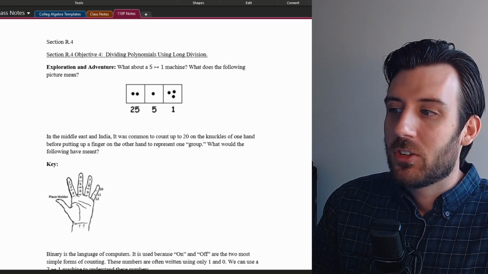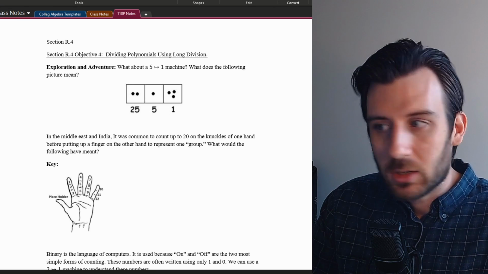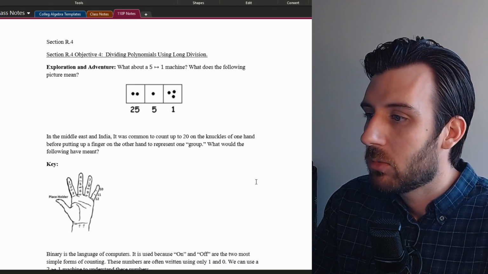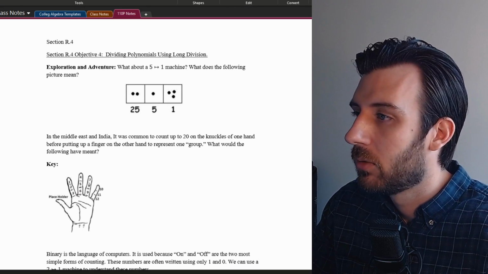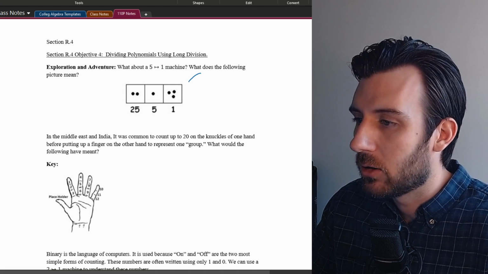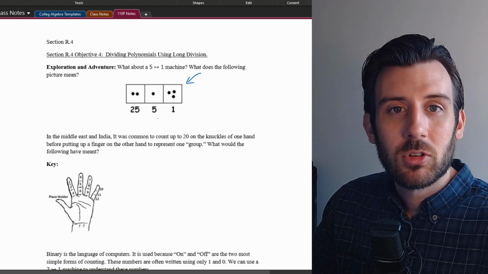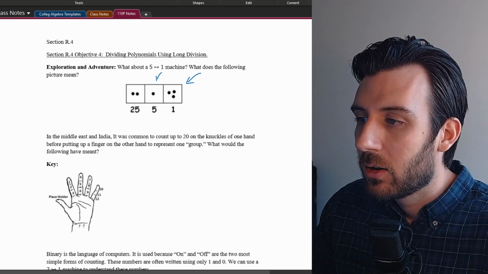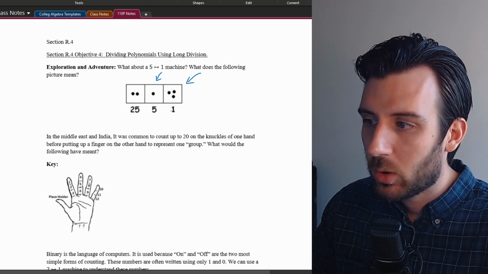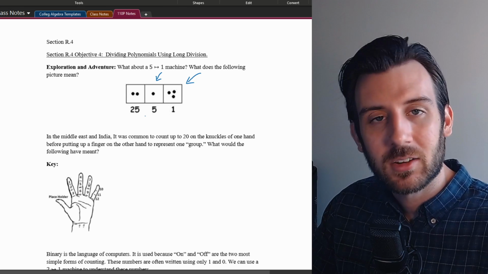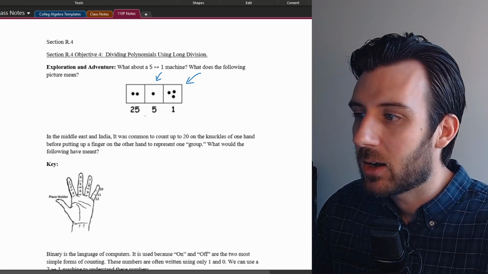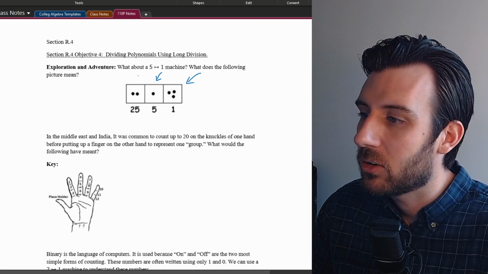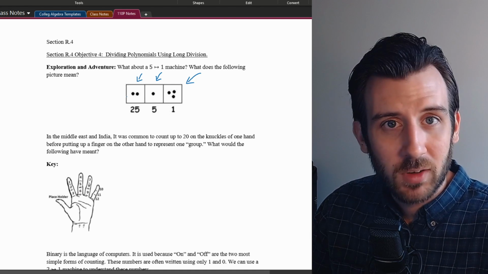Now, I'm going to introduce you to this idea of a 5-to-1 machine. A 5-to-1 machine essentially means that if I put 5 dots here, I'm allowed to collapse all of those dots, take them away, and put another dot in the 5 box. So if I have 5 ones, I can take all those out and put 1 dot in the 5 box. If I have 5 dots in the 5 box, I can take all of those out and replace them with 1 dot in the 25 box.